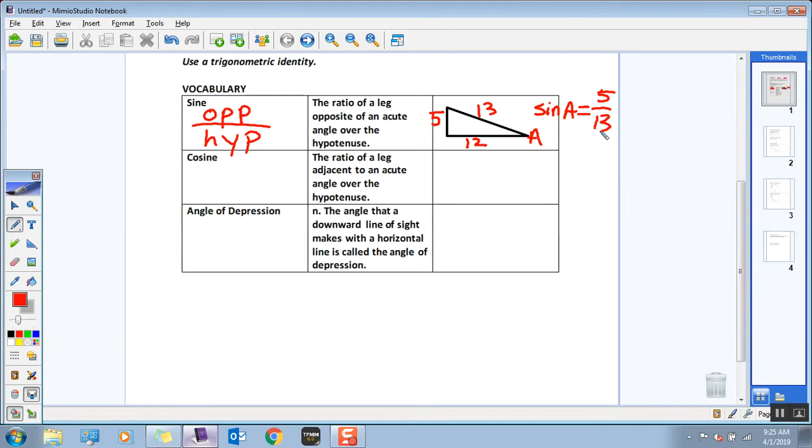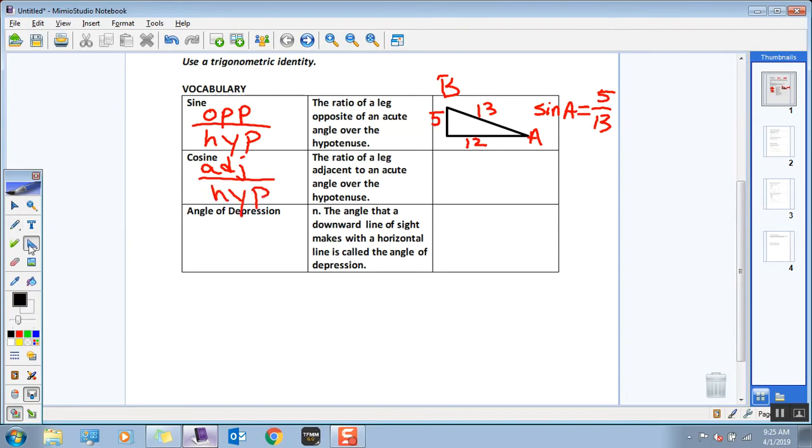What if there was an angle B up here? What would the sine of angle B equal? 12 over 13. So sine is what over what, kids? So what do you want to say about cosine? It's the adjacent leg over the hypotenuse, which I'll abbreviate ADJ over HYP.